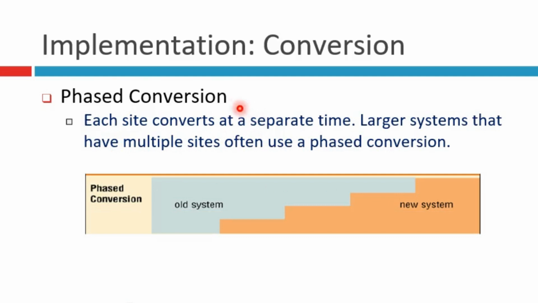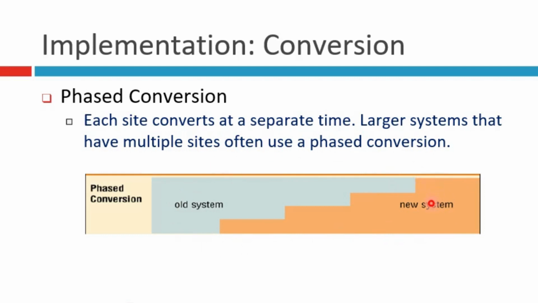Phase conversion. In this strategy, each site converts at a separate time. The larger systems that have multiple sites often use a phase conversion. In this strategy, the new system will be introduced to the user part by part to make sure that the user is ready to use the whole new system.